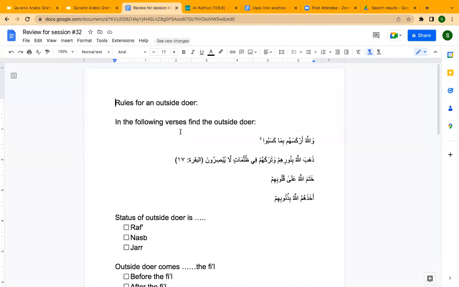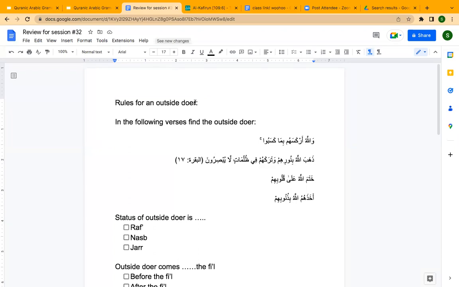So my dear sisters, the first thing that I would like to ask you all is, what are the rules for our outside doer? What does an outside doer have to have for it to be an outside doer? Otherwise, we cannot call any ism an outside doer. Very well done. It has to be rough in status. Must be rough. Very well done.